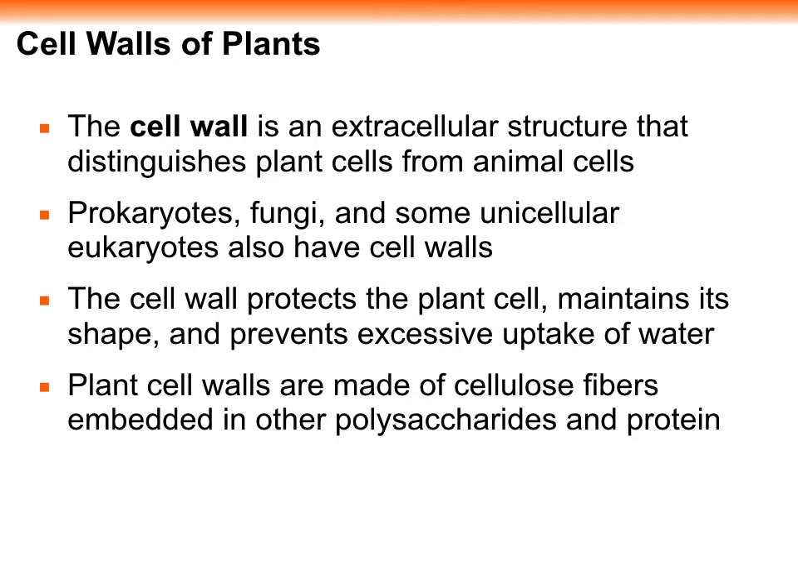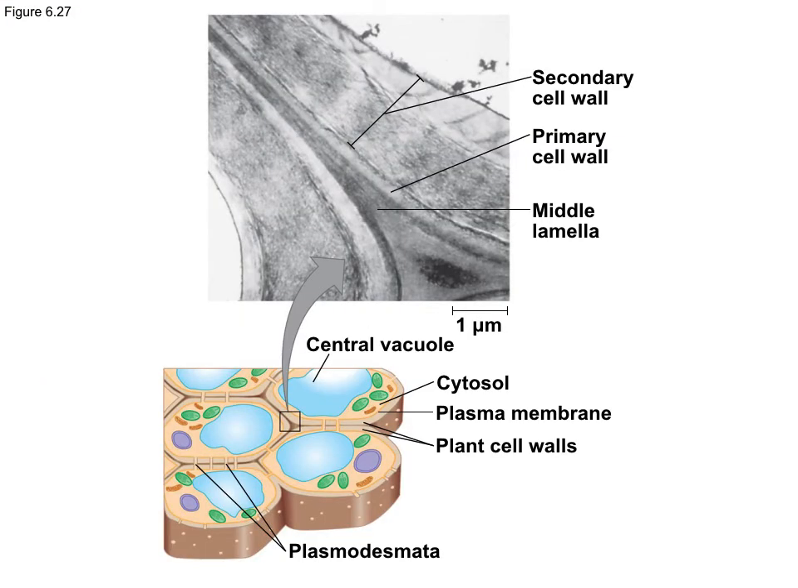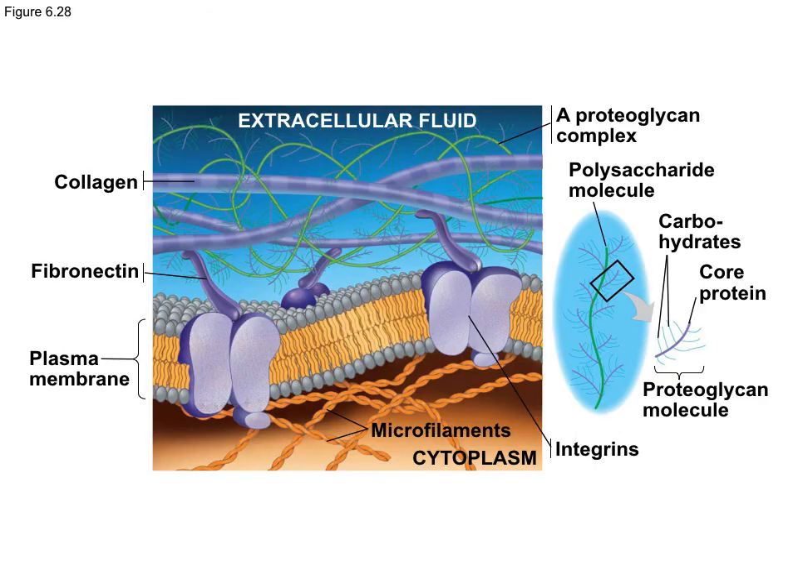We did talk about the cell wall. Cell walls are only found in plants, not in animals. And so remember that, well, what do animal cells have? Animal cells have cellular plasma membranes, not cell walls.